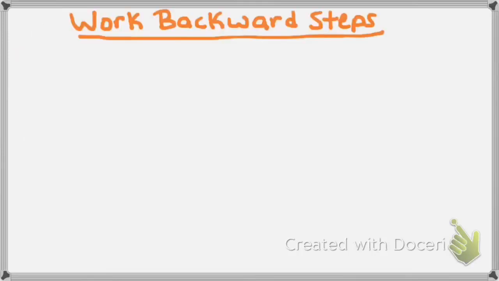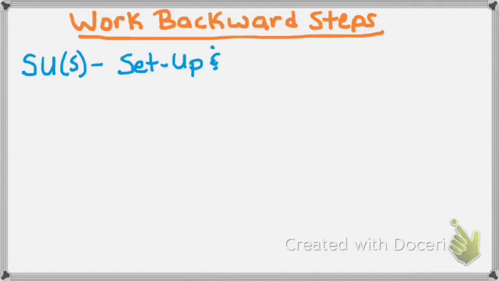The work backwards strategy has 3 steps, and we need to solve them in order and label them as we go. This strategy is only successful if we follow all 3 steps. The first step is labeled as SUS. The SU stands for setup, and the S in parentheses stands for solve whatever's in parentheses.